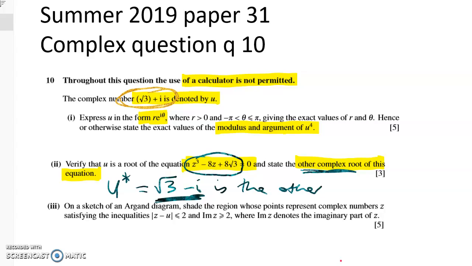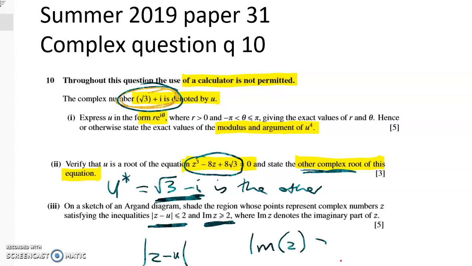Lastly, we've got a locus problem, and we have to shade in complex numbers z that satisfy these inequalities. So this first one is going to be a circle, right, because we're saying the magnitude between z and our point u up here is less than or equal to 2. So it'll be a circle with radius 2. And this bit is very easy, Im z greater than or equal to 2. So that means the imaginary part being bigger than 2, so it's going to be a horizontal line where we shade everything above that. So the thinking part in the question really is going to be in here, and just carefully looking at some of the points where that crosses the axes.